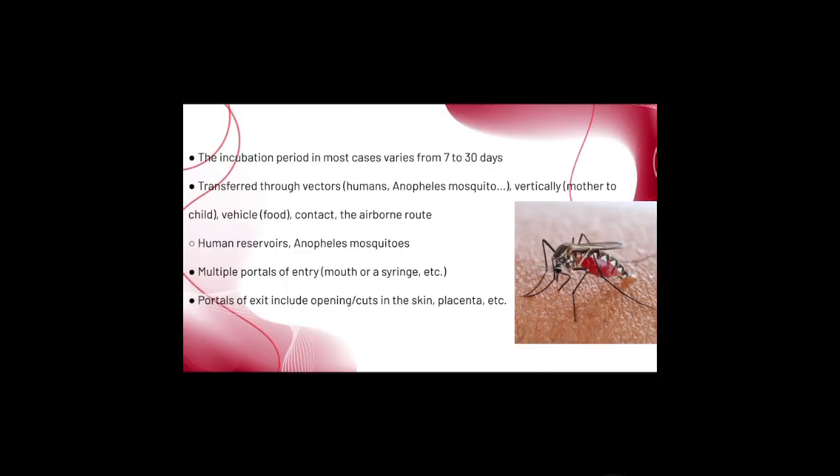In terms of the disease itself, the incubation period in most cases varies anywhere from 7 to 30 days and is transferred through vectors such as human Anopheles mosquitoes, as well as through vertical transmission, for example, from a mother to their child, just regular contact, or even just through the air. Reservoirs for the microbe typically include humans and Anopheles mosquitoes, which is why the disease is so common in tropical and subtropical countries. The microbe typically enters the host through the mouth or a syringe, and once the damage has been done, the microbe leaves the host either to infect another host or just to exit the host through openings or cuts in the skin or the placenta.